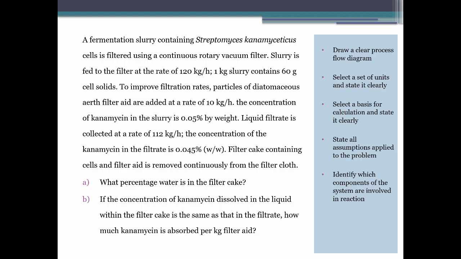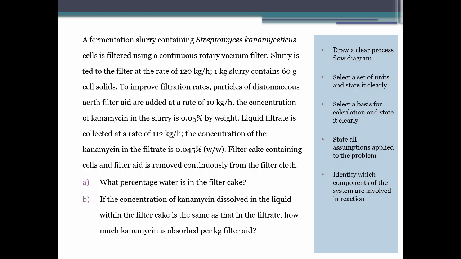The fermentation slurry containing Streptomyces kanamyceticus cells is filtered using a continuous rotary vacuum filter. So the slurry is fed to the filter at a rate of 120 kg per hour, and 1 kg of slurry contains 60 grams of cell solids. To improve filtration rate, particles of diatomaceous earth filter aid are added at a rate of 10 kg per hour. The concentration of kanamycin in the slurry is 0.05% by weight.